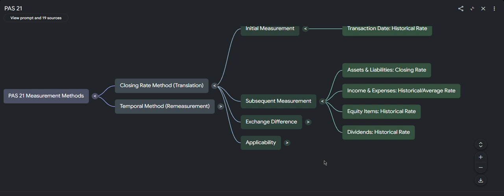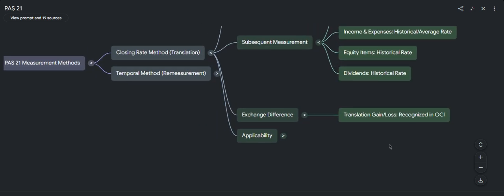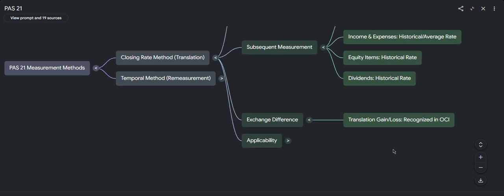So to give you a view, the main difference between the closing rate method and the temporal method lies with the recognition of assets and liabilities, because the assets and liabilities are all recorded using the closing rate under the closing rate method. I will discuss later what the difference is with the temporal method. Another highlight for the closing rate method is that its translation gain or loss is recognized in OCI.